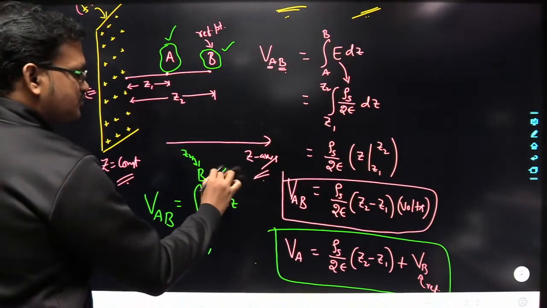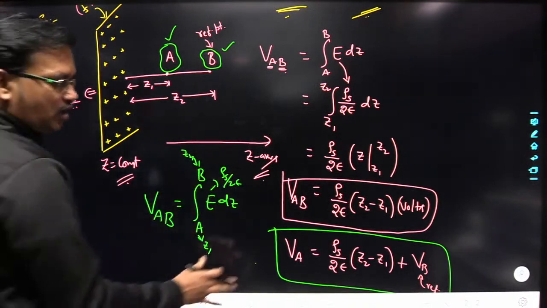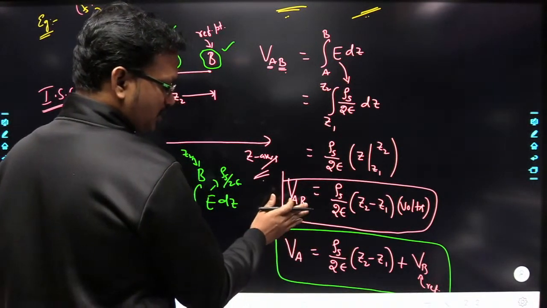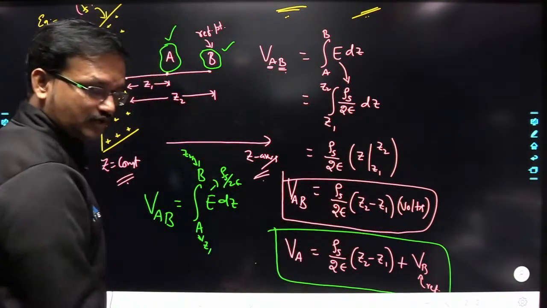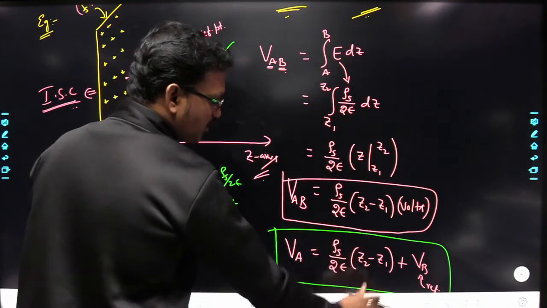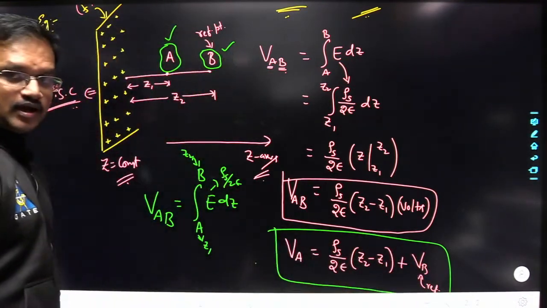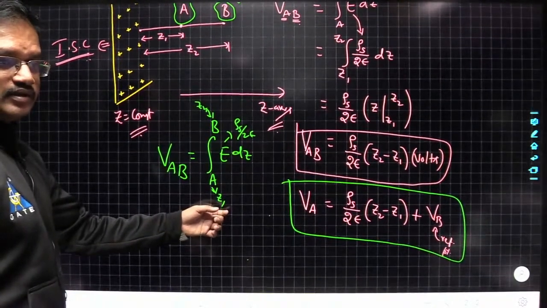Here just substitute rho s by 2 epsilon dz. If you do this integration, you get VAB equal to rho s by 2 epsilon into Z2 minus Z1. If you want the potential at A, that is equal to rho s by 2 epsilon into Z2 minus Z1 plus VB. Understood? Okay, is this clear? Yes or no?